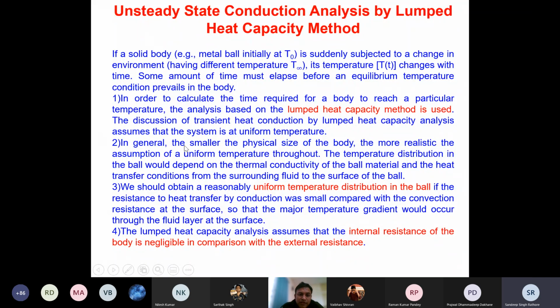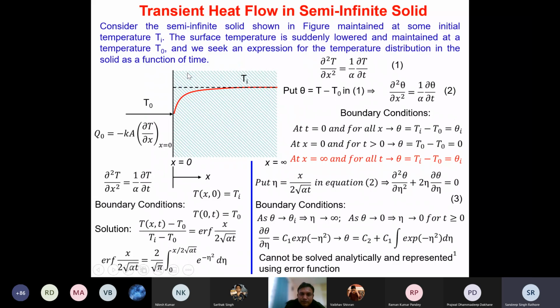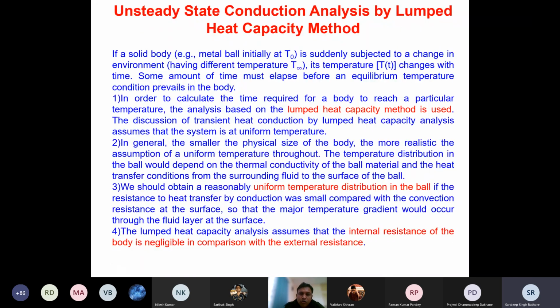So in general, the smaller the physical size of the body, so clearly the smaller the ball, we will have a more uniform temperature here, isn't it? Instead of having a higher gradient here. Also, the temperature distribution in the ball would depend on the thermal conductivity of the ball material and the heat transfer condition from the surrounding fluid to the surface of the ball, isn't it?